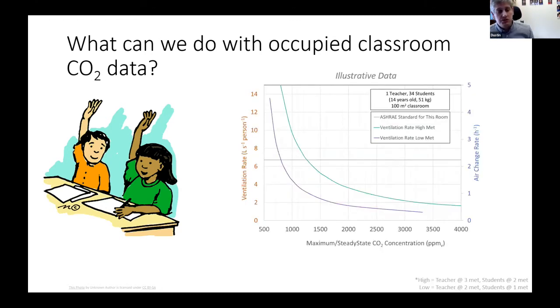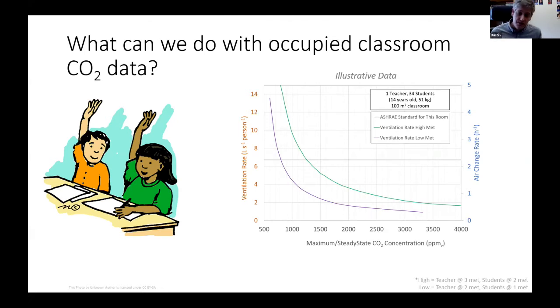So we can summarize the relationship between ventilation rates and the maximum steady state concentration in the classroom. And this is a chart for 34 14-year-old students and one teacher in a 100-meter square classroom. The purple line shows the potential maximum CO2 concentrations if the students and teacher have minimal activity, so that they have low MET values. The green line shows the same potential maximum CO2 concentrations if the students and teacher have high MET values. So the only difference between these two lines is how active the students are.